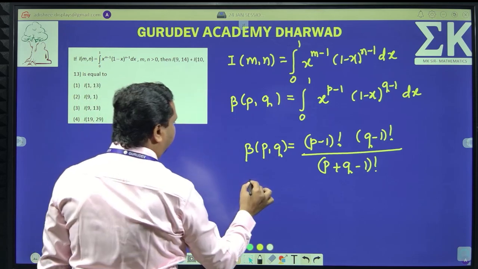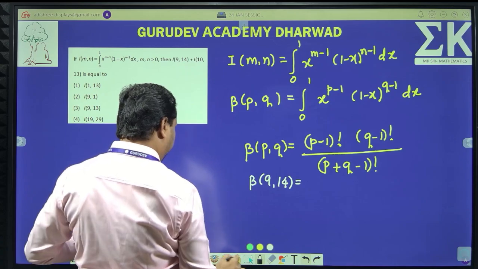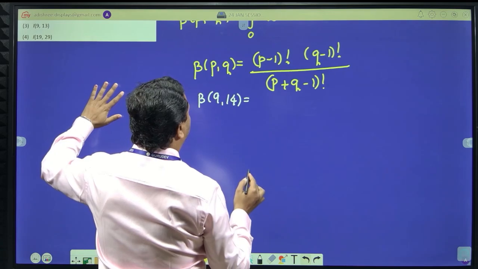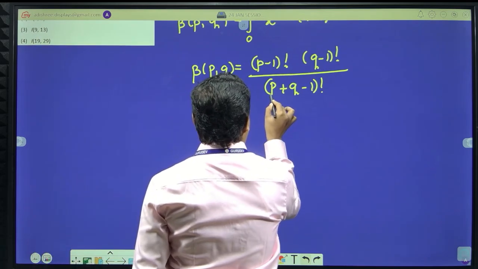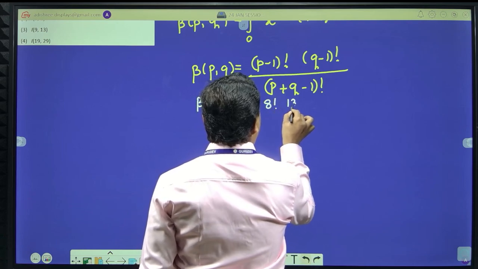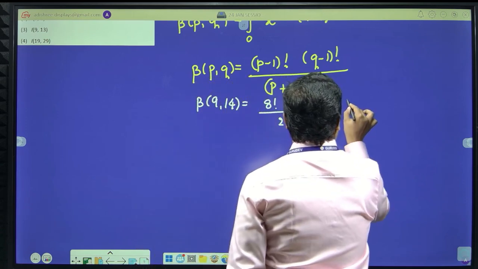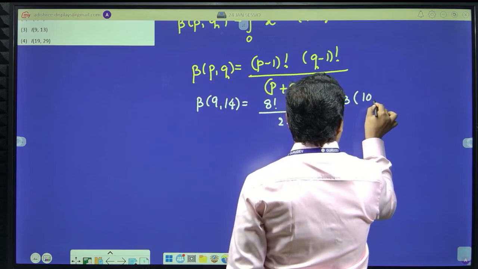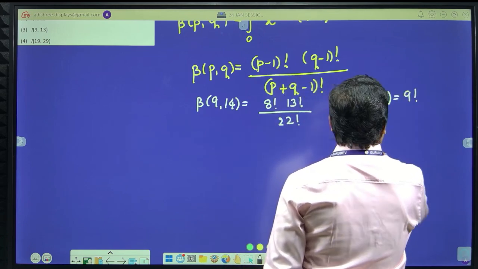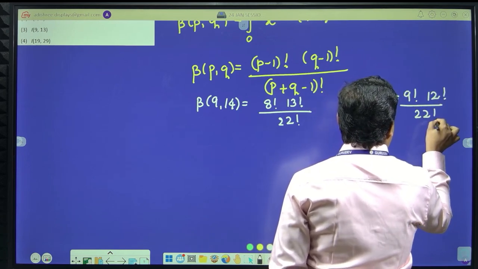First one is what here? Beta of 9 comma 14 I have to find. Then 10 comma 13. So calculate: 9 minus 1 is 8 factorial, 14 minus 1 is 13 factorial, divided by 22 factorial. Then beta of 10 comma 13 is equal to 10 minus 1 is 9 factorial, 13 minus 1 is 12 factorial, and 10 plus 13 minus 1 is again 22 factorial.